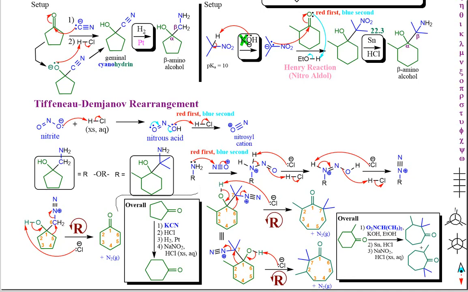So looking at our overall reaction here, we made a cyanohydrin in the first 2 steps, reduced it to an amine in step 3. Diazotization followed by Tiffeneau Demjanov rearrangement gave cyclohexanone. We did a nitroaldol, also known as a Henry reaction in step 1 here, reducing a nitro compound to an amine in step 2, and the Tiffeneau Demjanov step in step 3 resulted in 2 cycloheptanones, thus ending our video on the Tiffeneau Demjanov rearrangement.